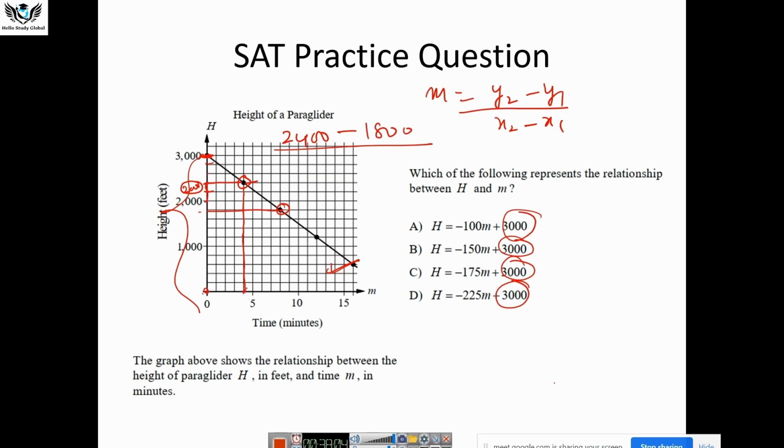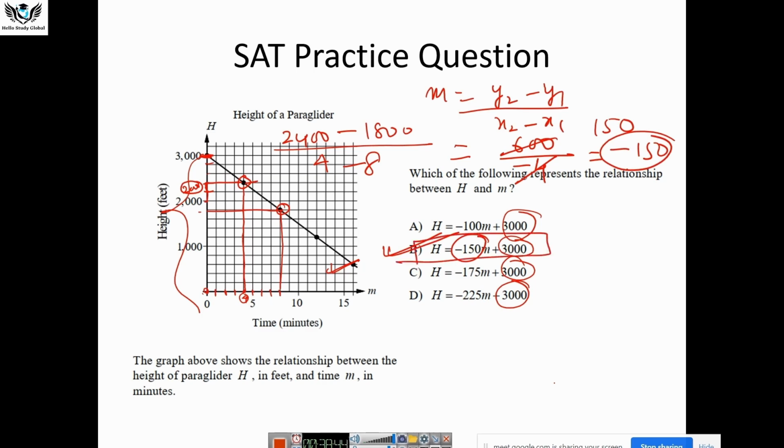x2 would be how much? Every division is 1 point, 1, 2, 3, 4. This is 4. So 4 minus what is x1? So 5, this is 6, 7, 8. This would be 8. So this comes out to be 2400 minus 1800, which is 600, upon 4 minus 8, which is minus 4. So it would come out to be a negative value, and 15 4s are 60, 150. So minus 150 is the value of m. So answer would be B.